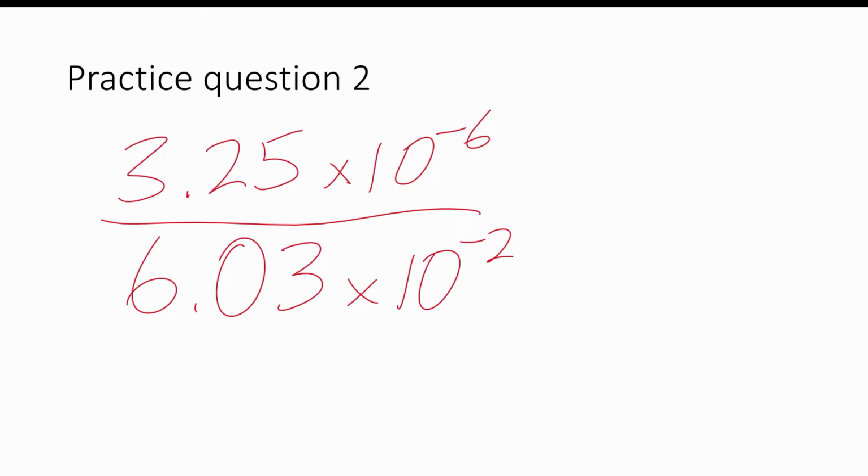So now that you've tried one question and seen the answer, go ahead and try this question. 3.25 times 10 to the negative 6 divided by 6.03 times 10 to the negative 2. Pause the video and then try it out and then see if you got the right answer.